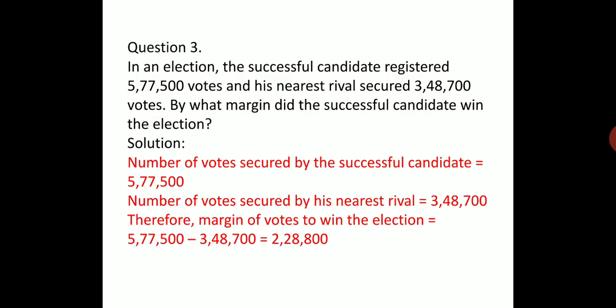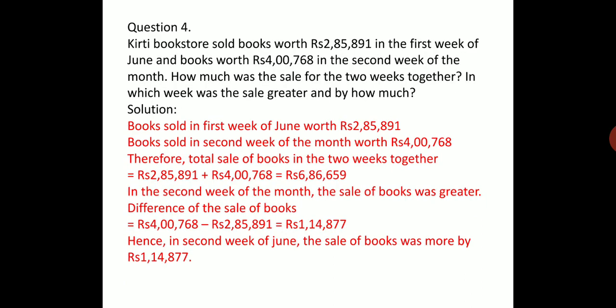By what margin means what was the gap between the first and the second candidate? We have to do subtraction here. The answer comes 2,28,800 votes. Next slide, question number 4.